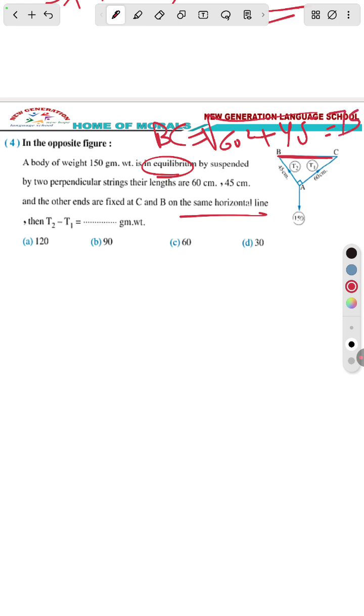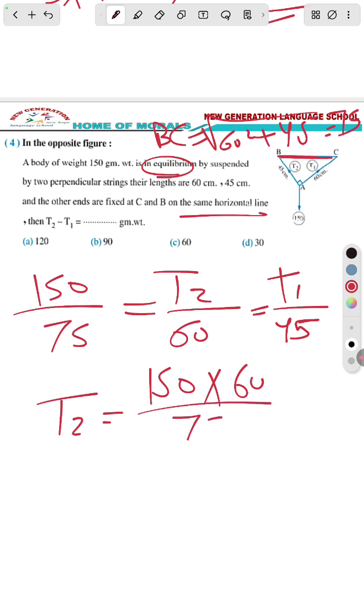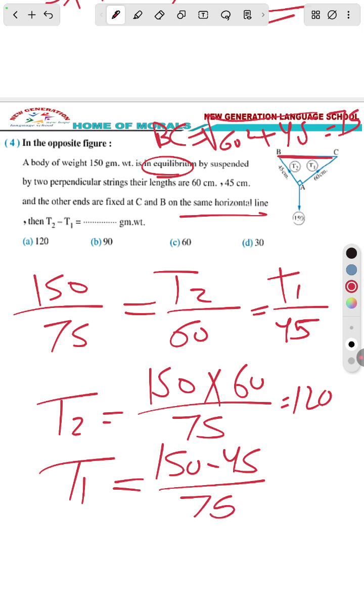Okay, and we can use the right triangle of forces. So 150 over the opposite side 75 equals T2 over 60 equals T1 over the opposite side, 45. So T2 equals, by cross multiplication, 150 times 60 over 75, so it will be 120. And T1 equals 150 times 45 over 75, it will be equal to 90. The difference between T2 and T1, T2 minus T1, will be 120 minus 90.